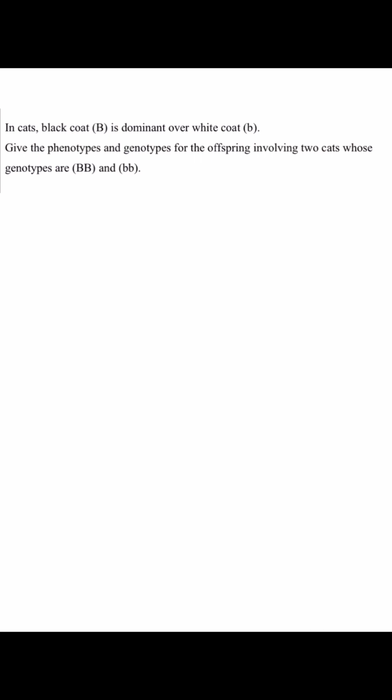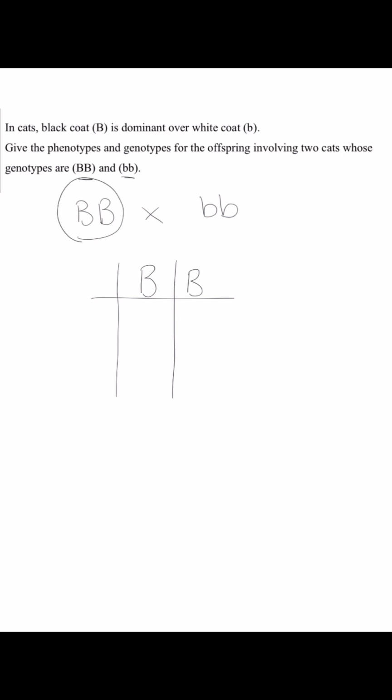Going back to the question then, it's important to know what you're looking at. The first thing is that the 2 cats' genotypes are capital B multiplied by small b, and that was given in the question here. So the first thing that we need to do is draw out our Punnett square. I'm going to put capital B, that's from this one, on the top, and I'm going to put small b along the side like so, and that's from this one here. It doesn't matter which one goes on the top and which one goes on the side.